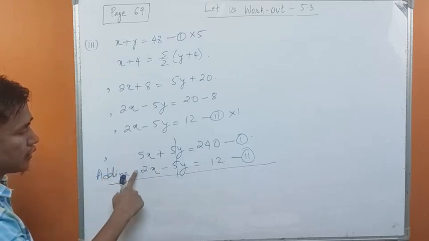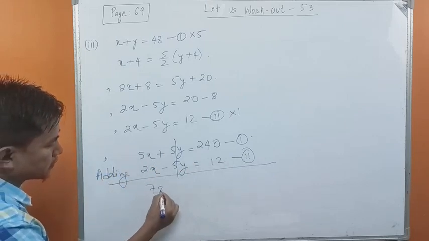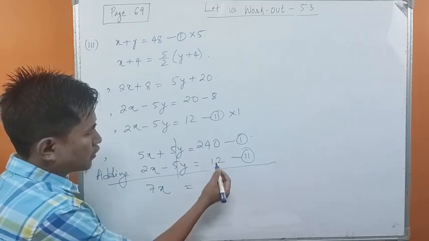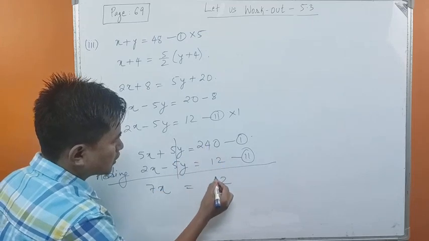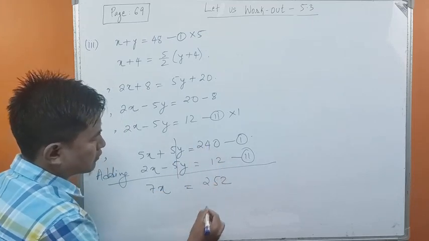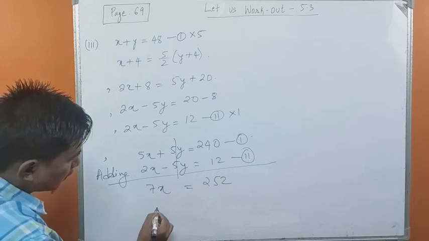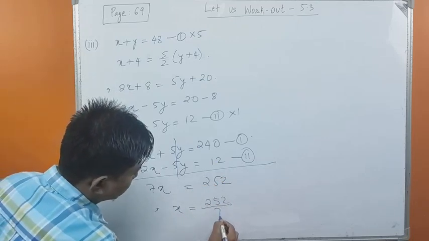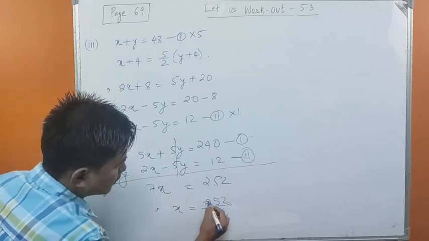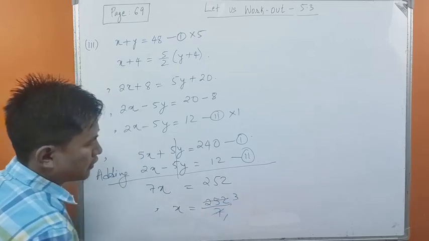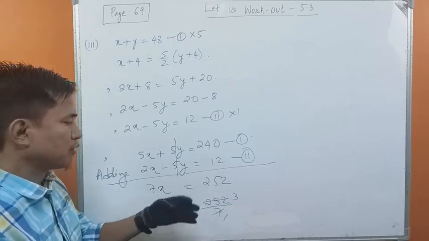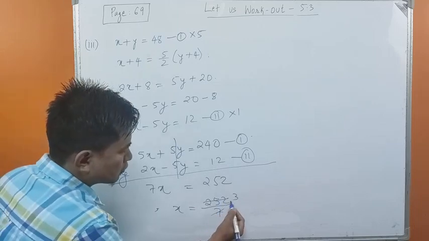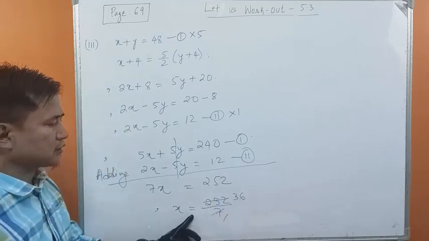Plus 5x plus 2x, same sign, so we add them: 7x. 240 plus 12 is also plus, so we add them. 2 plus 0 is 2. 4 plus 1 is 5, and this 2 we bring down as it is. So x equals 252 upon 7, isn't it? 7 1s are 7, 7 3s are 21, 21 plus 4 is 25, so we have 25 here, and this becomes 42, 7 6s are 42. So x equals 36.